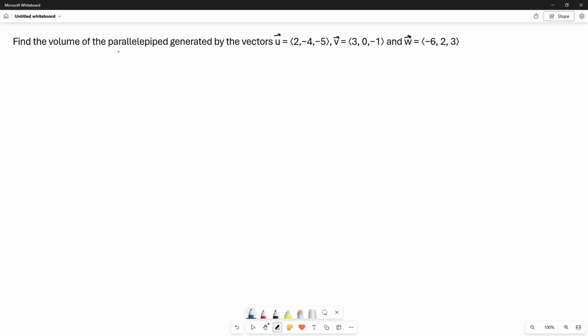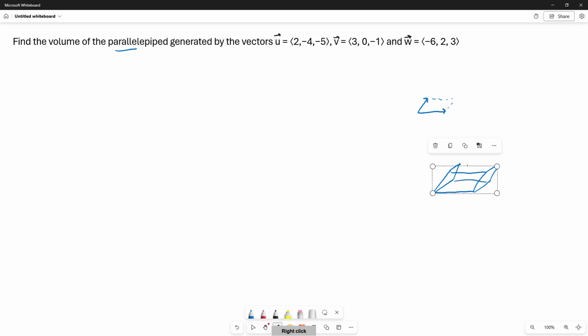Find the volume of the parallelepiped generated by the vectors u, v, and w in R3. So if we have two vectors, then they can generate a parallelogram. And when you throw in a third vector, then you can get what's called a parallelepiped, which is a three-dimensional analog of a parallelogram. So a parallelepiped would have 6 faces, and each face would be a parallelogram.